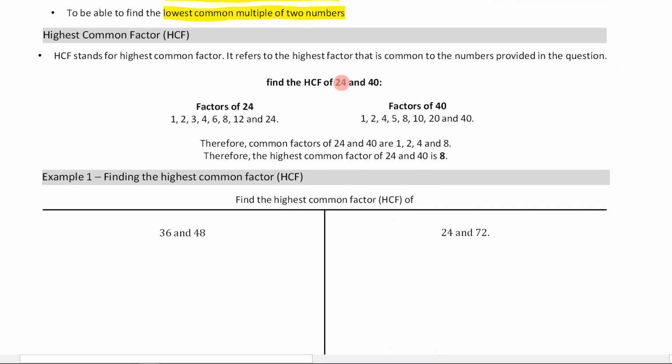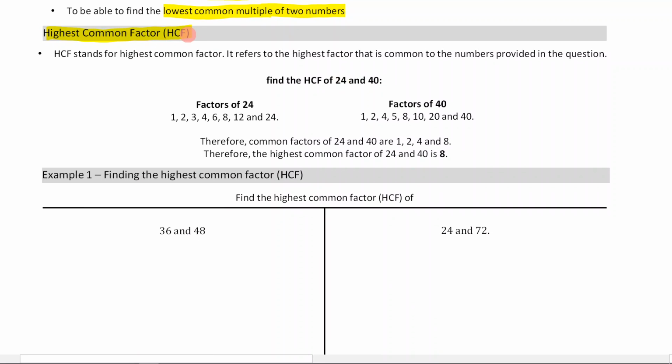Okay, so let's begin by talking about what the highest common factor is, which we call the HCF. So HCF stands for highest common factor. It refers to the highest factor that is common to the numbers provided in the question. So for instance, find the HCF of 24 and 40.